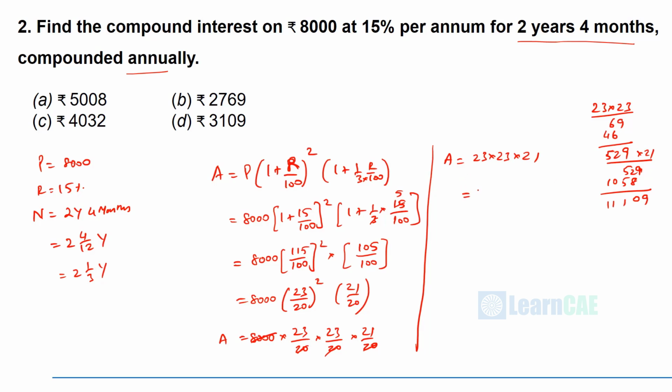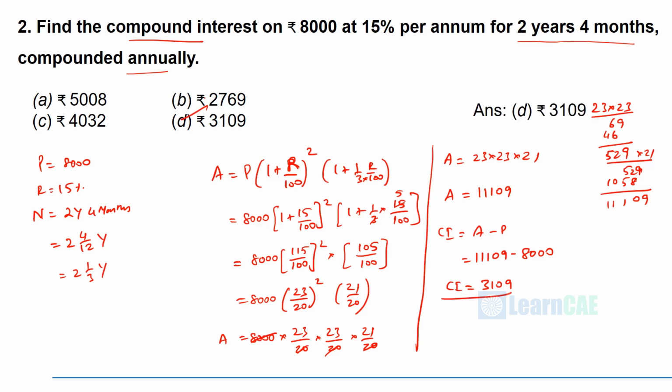So the amount is equal to 11,109. They are asking the compound interest. Compound interest is equal to amount minus principal. That is 11,109 minus principal, which is 8,000, which is equal to 3,109. This is the compound interest. So the answer is D, 3,109.